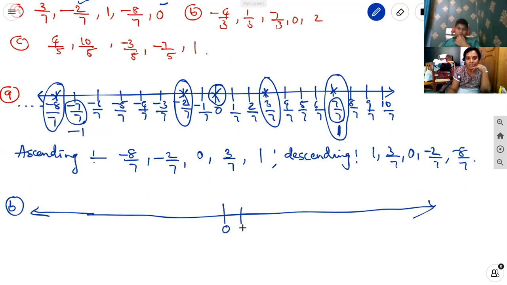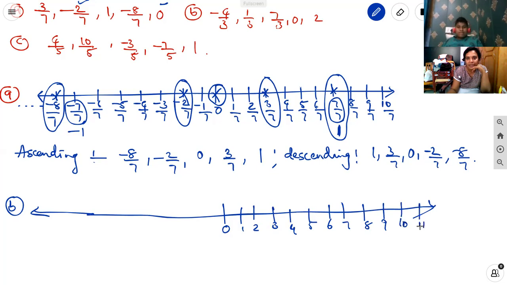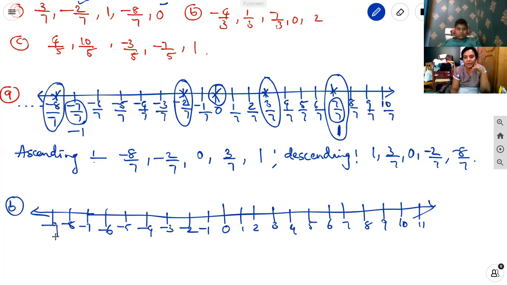Midpoint is 0. The right side: 1, 2, 3, 4, 5, 6, 7, 8, 9, 10, 11, like that. Here, minus 1, minus 2, minus 3, minus 4, minus 5, minus 6, minus 7, minus 8, minus 9. Okay.